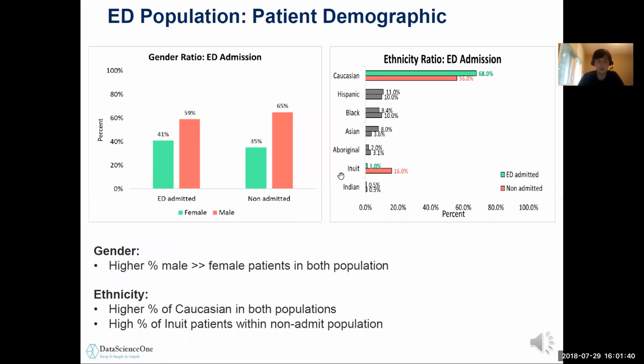So now moving on to the ED population in terms of patient demographics. Here are the two bar charts, one for the gender ratio and the other for the ethnicity. In terms of gender, there is a higher percentage of male patients than female patients in both populations. In terms of ethnicity, a higher percentage of Caucasians is found in both populations. The one thing that is interesting to note here is the higher percentage of Inuit patients in the non-admitted population compared to the ED admitted population.